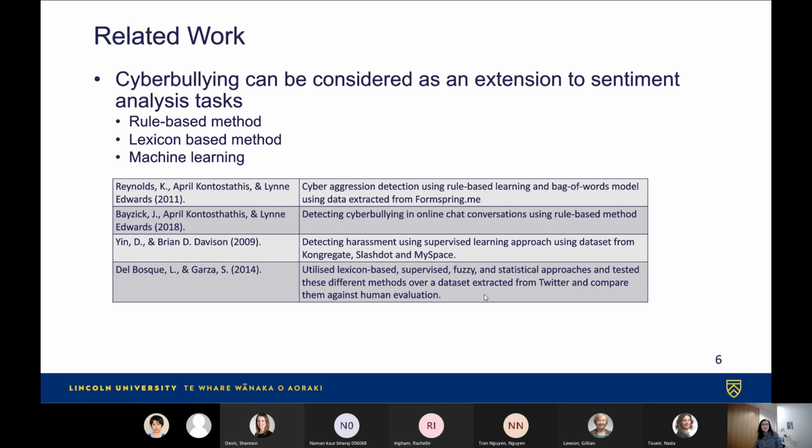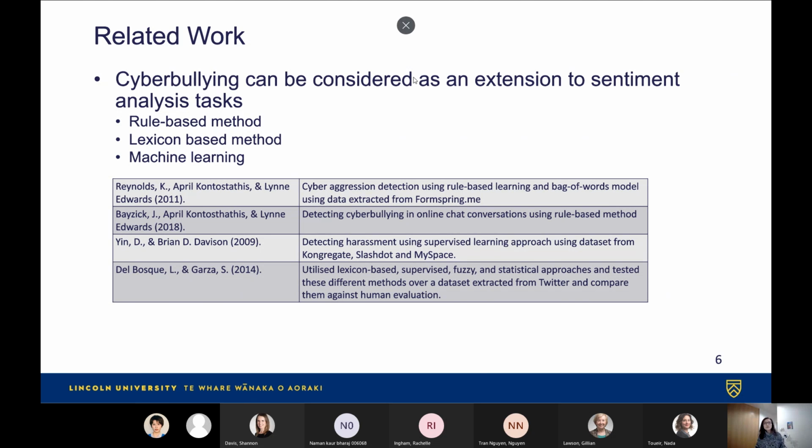Okay, so another one is detecting harassment, again using a data set that they extracted or mined from different social media. I'm sure you have not seen this name before, congregate/MySpace, because that was more than 10 years ago. So that's probably been closed down. It's not being used at all now.